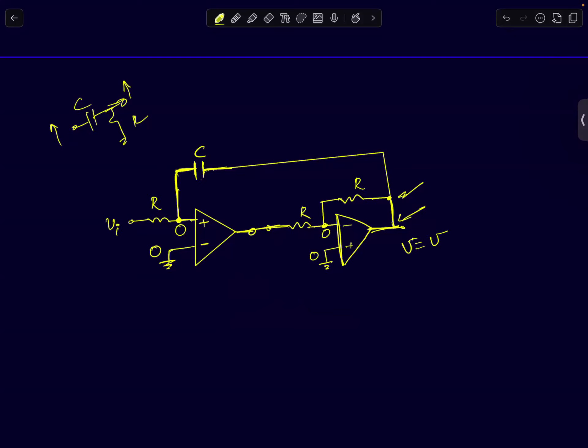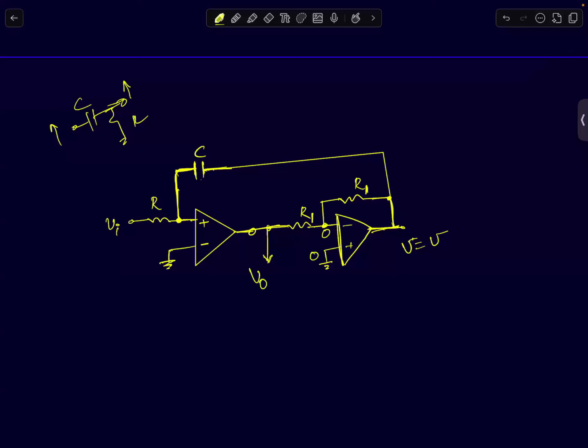So this, to remove any confusion, let me call this R1. I was calling both R and R previously also, just to separate, this is a different resistor compared to this one. What is the transfer function? See, I'm interested in this node. This is the node I'm interested in.